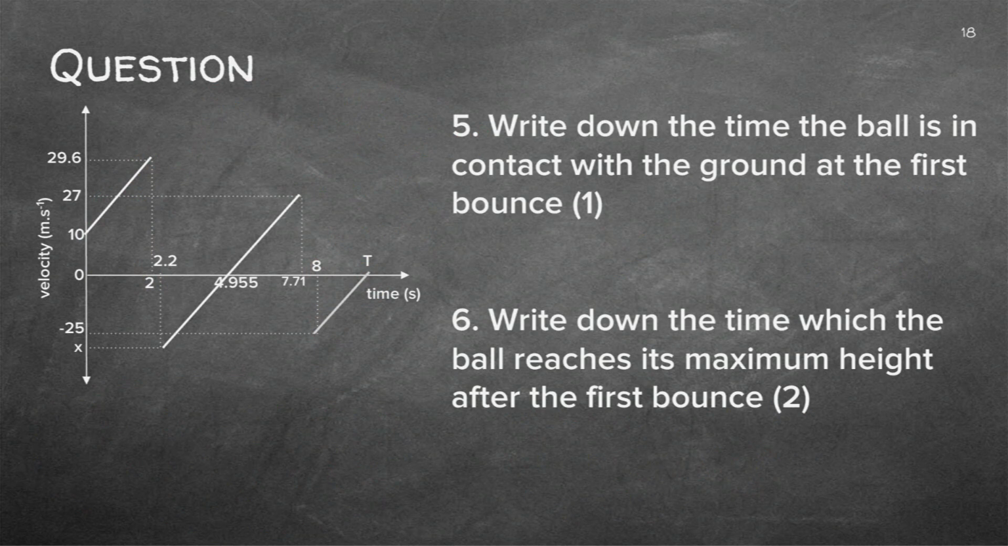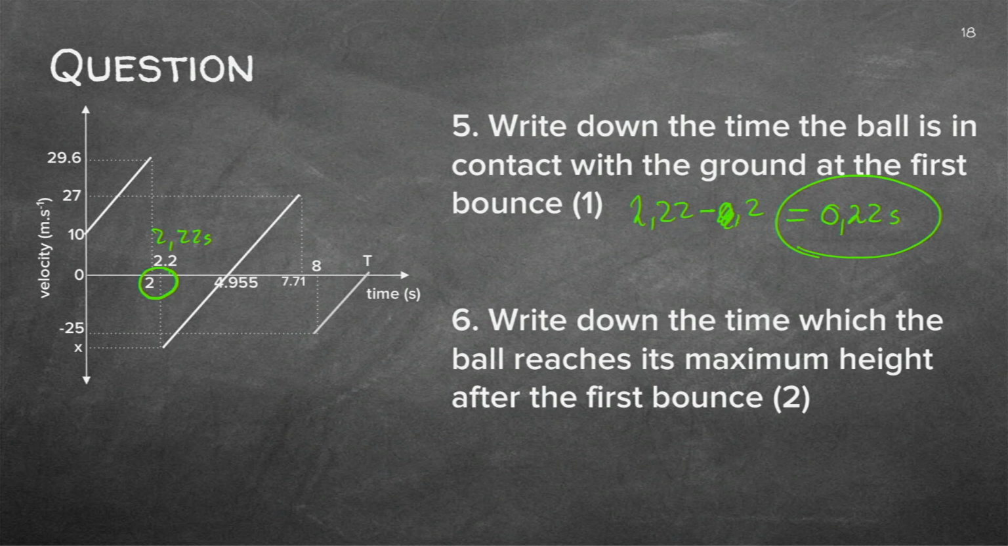Final questions. Write down the time the ball is in contact with the ground at the first bounce. Now, if you have a look, you'll see it is on the ground from 2 to 2.2 seconds. Your answer will be 2.22 minus the 2, sorry. That will give me an answer of 0.22 seconds. That's the time spent on the ground.